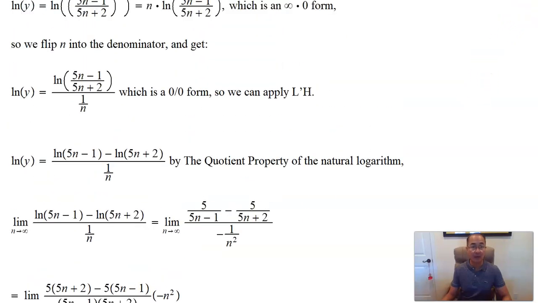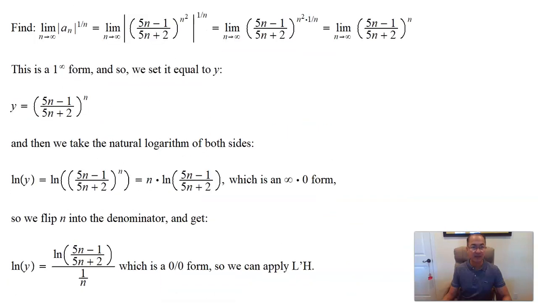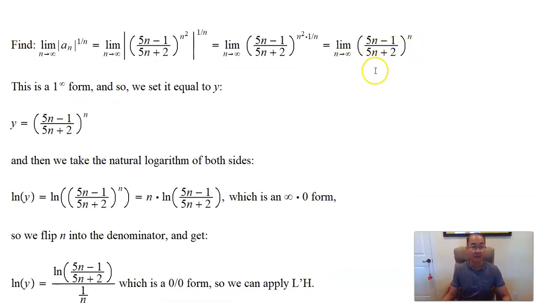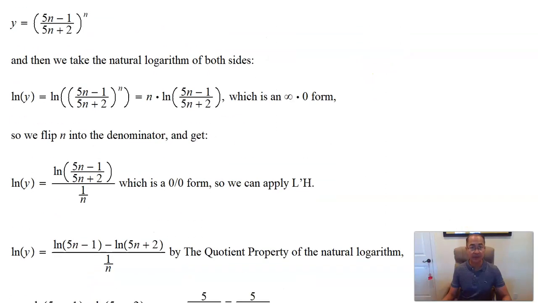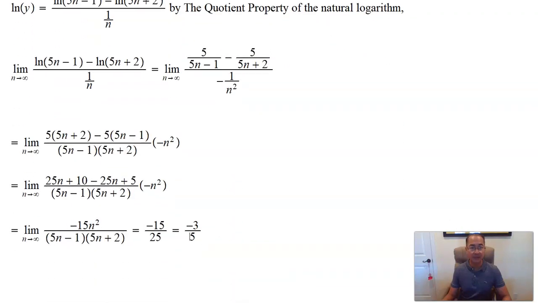And remember that our y is the limit that we're looking for. Okay, so reminder, don't go away too quickly. Thus, ln of y approaches negative 3/5. And so y itself approaches not negative 3/5, but e to the negative 3/5, which is a positive number. Okay?